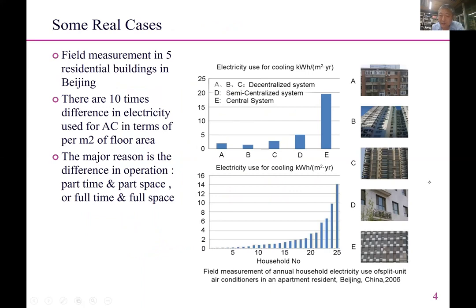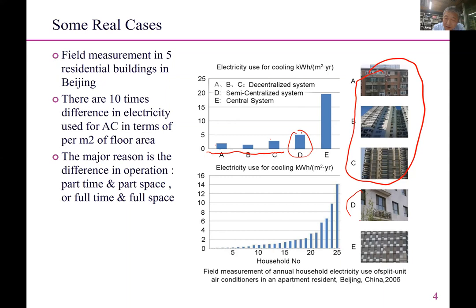Now, let's see some real data. Here is the measured data. We take these three residential buildings A, B, C in Beijing, and every room in these three buildings has air conditioning for cooling in the summer, but the electricity used per square meter over the whole summer is relatively low, only 2 or 3 kilowatt hours per square meter. Then you come to building D, which is a small-scale central air conditioning. They use so-called VRF, multiple indoor units connected to one outdoor unit.